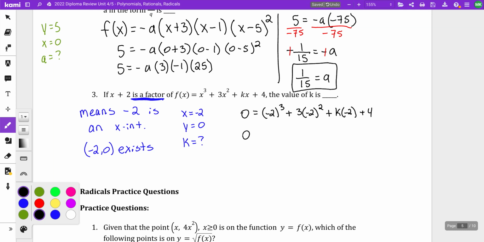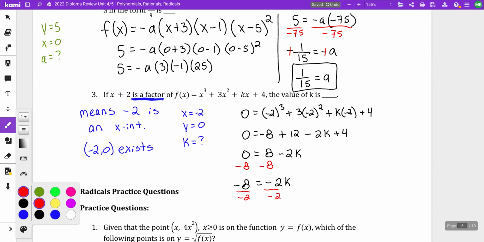Some quick math here. Negative 2 cubed is negative 8. 3 times negative 2 squared is positive 12. Plus k times negative 2 is negative 2k. And plus 4. A little bit more quick math. Negative 8 plus 12 plus 4 is going to give me 8 minus 2k. Move our 8 over. I have negative 8 equals negative 2k. And divide by negative 2. 4 equals k.